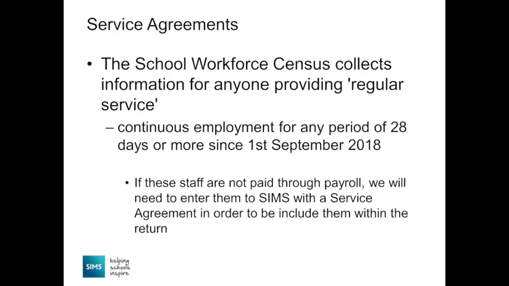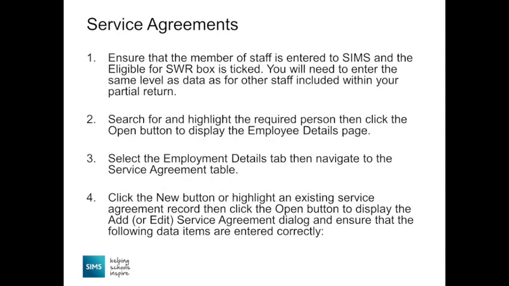You need to enter the member of staff into SIMS in the normal way and ensure that the eligible for SWR box is ticked. Alright? All the stuff we've gone through before, names, dates of birth, NI numbers, qualified teacher status, absences and so on, must be recorded in the same level of detail. And what you would then do is go into the Employee Details tab and navigate to the Service Agreement page and click New to add a new service agreement or highlight an existing service agreement and edit it. And what you need to do is to make sure that the following details, the data items, are entered correctly in that area.